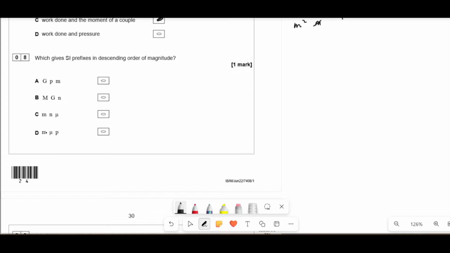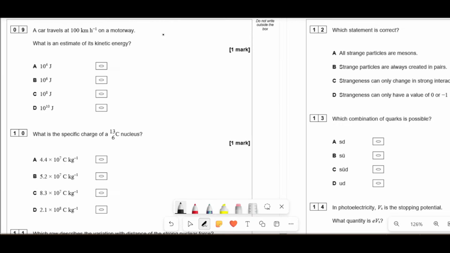So then that's just standard, that's micro, pico, so it's D. So a car travels at 100 kilometers per hour on a motorway. What is the estimate of its kinetic energy? So that's a half mv squared.